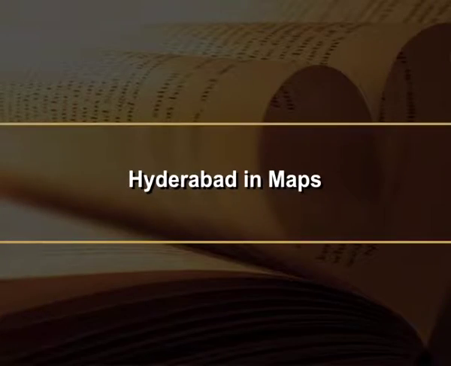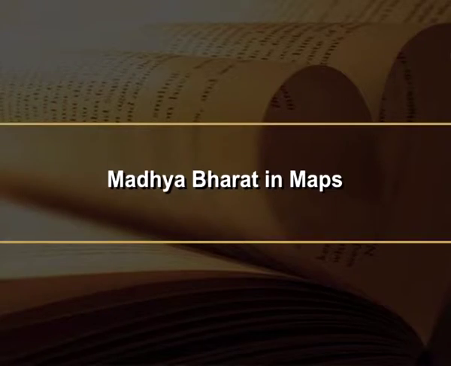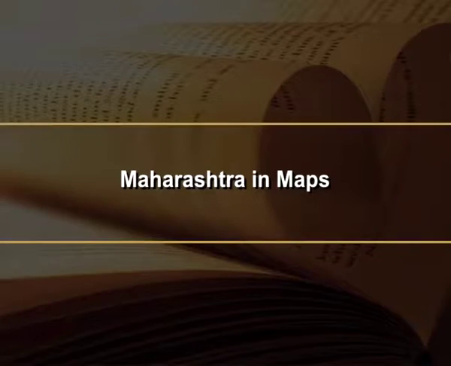Examples of maps are Hyderabad in Maps. It is published by the Bureau of Economics and Statistics, Hyderabad, Government of Andhra Pradesh. Madhya Bharat in Maps. It is published by the Department of Economics, Intelligence and Statistics. Maharashtra in Maps. It is published by the Maharashtra State Board for Literature and Culture and compiled by K.R. Dikshit with the assistance of Charulata Patil, Bombay.